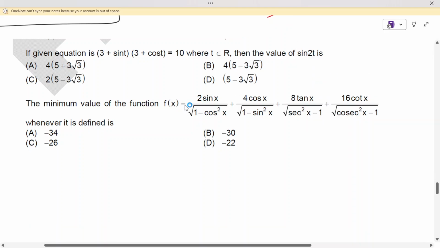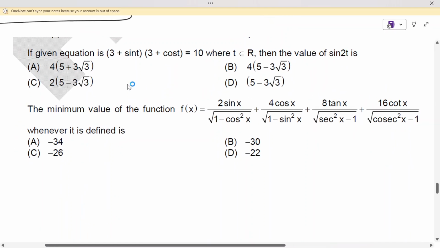It says that if the given equation is (3 + sin t)(3 + cos t) = 10, then the value of sin 2t will be equal to what?